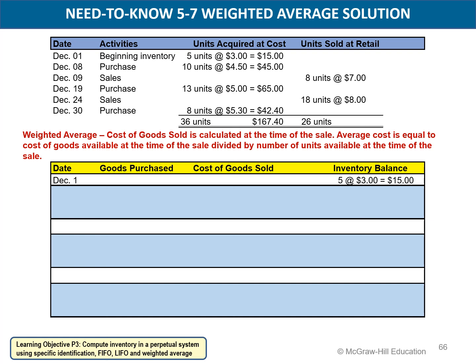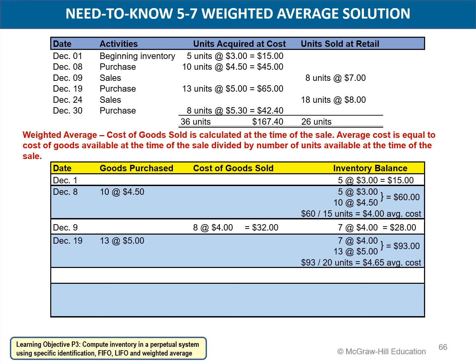All right, under weighted average, we have 5 at $3 to start. Then we purchased 10, so we have 5 at 3 and 10 at $4.50. It's a total of $60 divided by 15 units, or $4 average cost. So when we sell our 8 on December 9th, we're using our average cost of $4, which means we have, let's see, 7 left, right? We had 15, we sold 8, we have 7 left at that $4 cost.